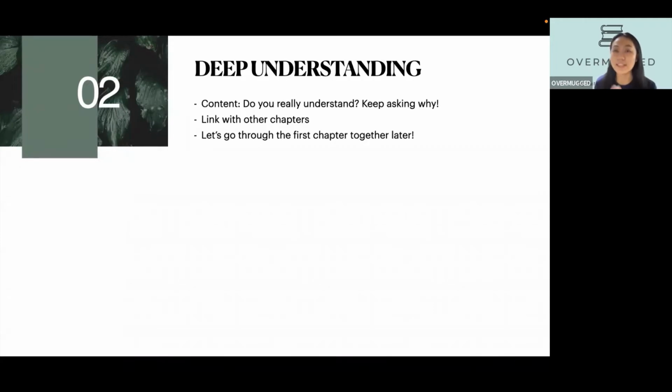Let me give you an example. Protein and polypeptide. They are used interchangeably sometimes, but if you just pick it as it is, oh okay, protein, okay, polypeptide. But if you keep asking why, so why do we use protein in this case? Why do we use polypeptide in this case? What exactly is the difference?